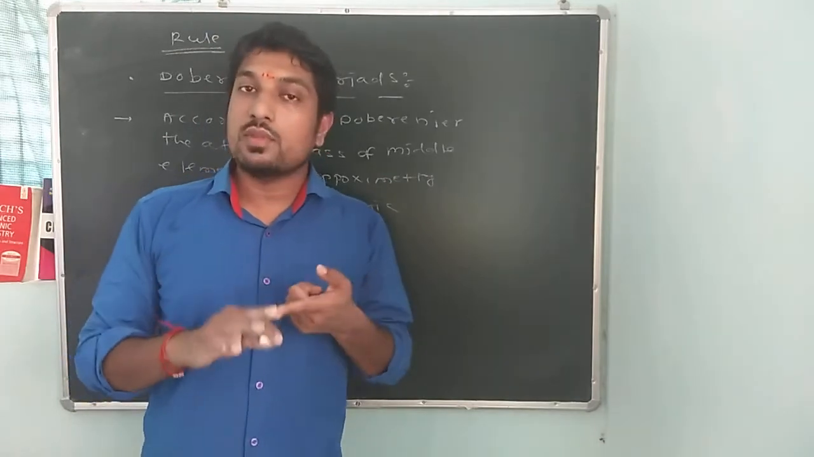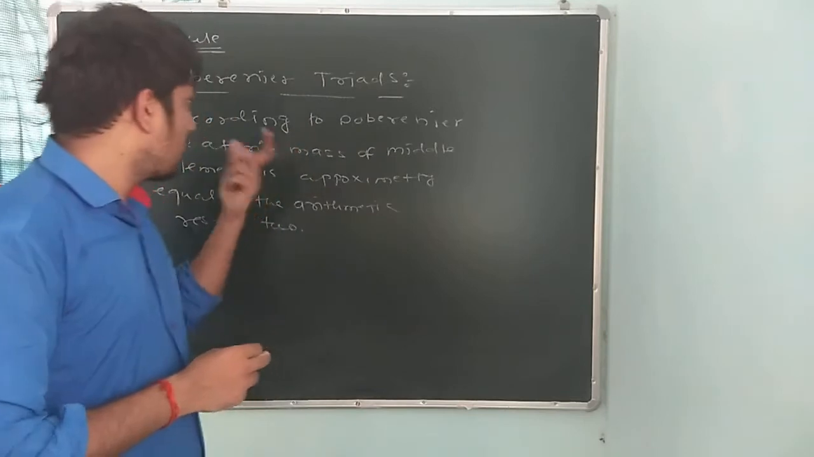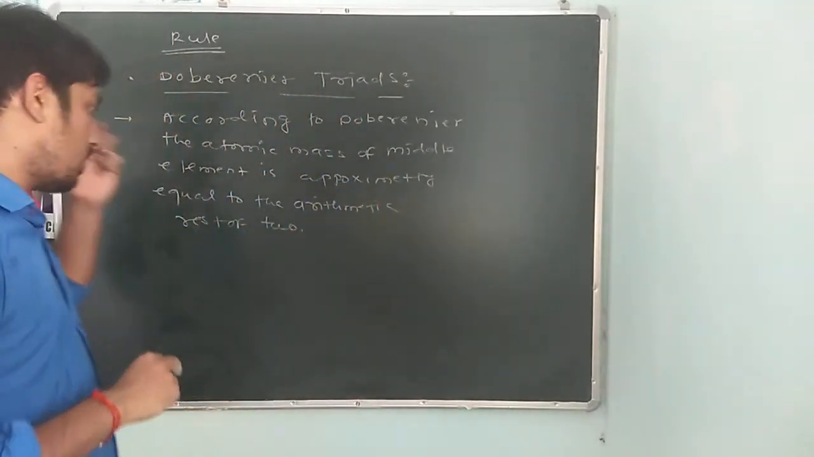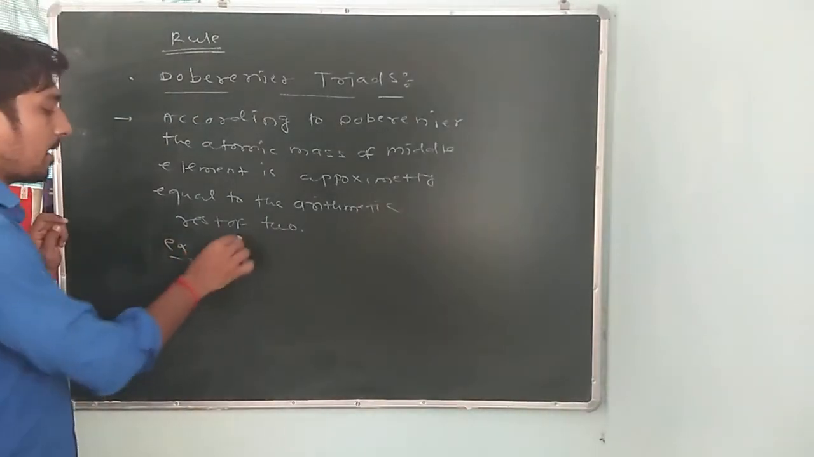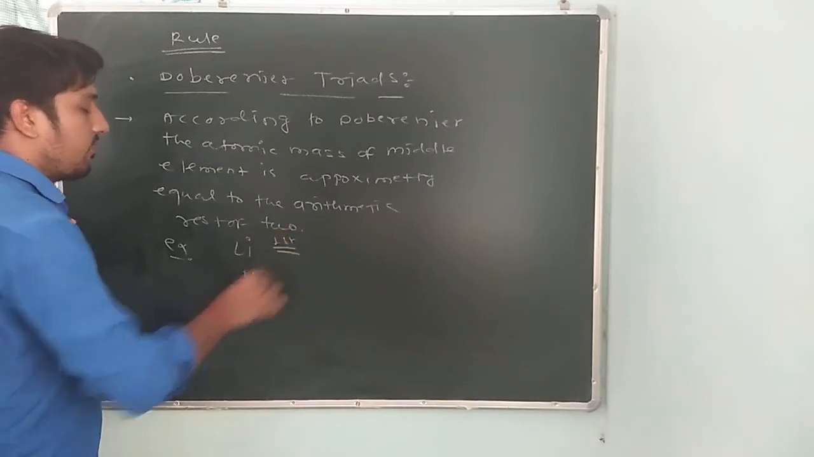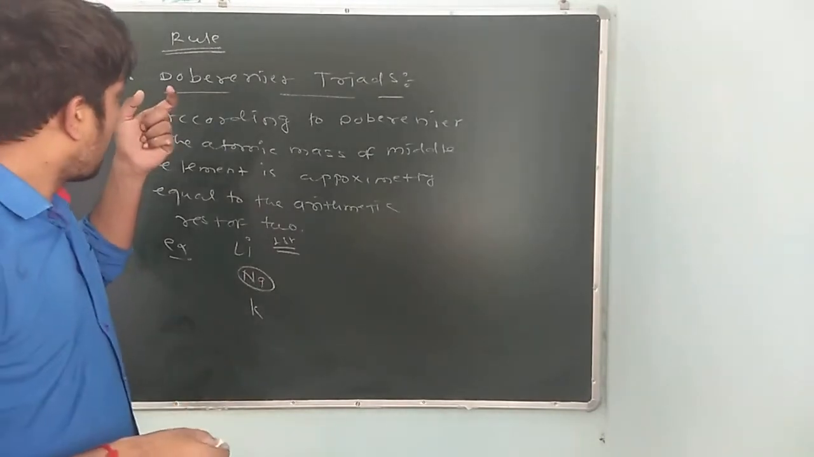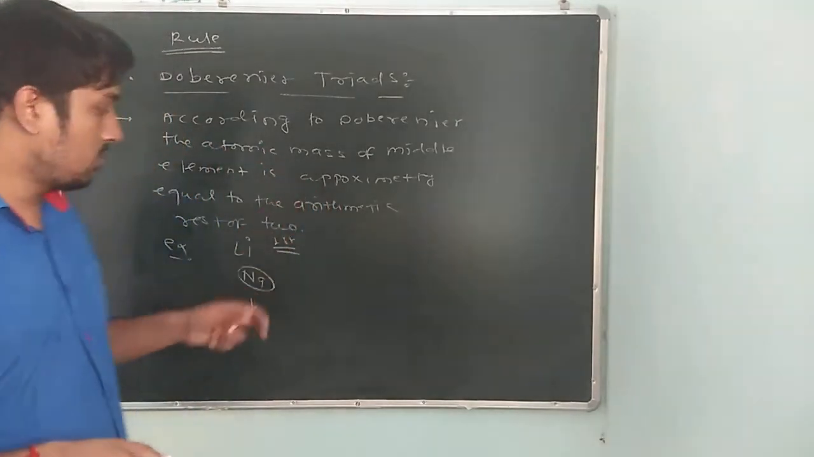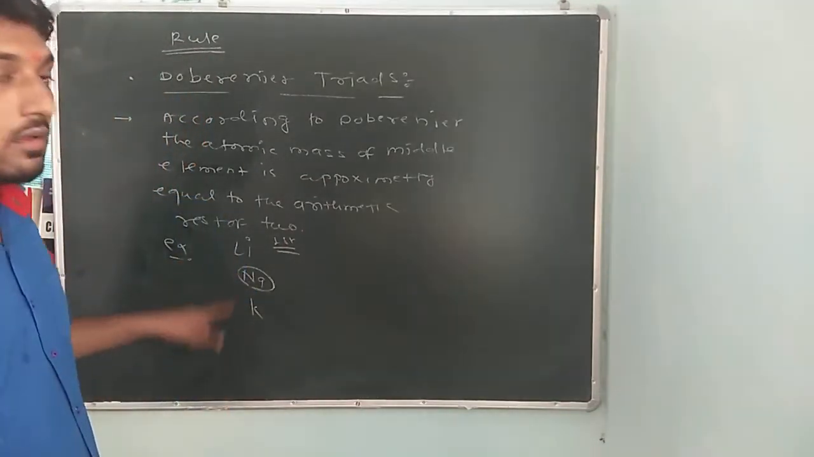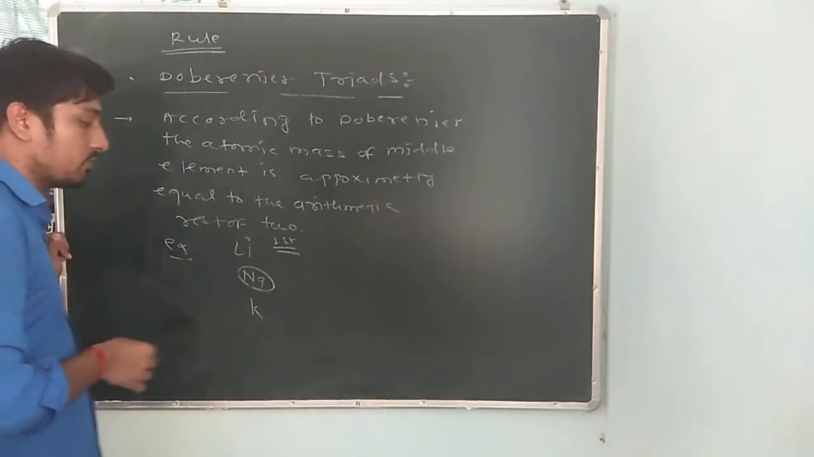In the periodic table we know that there are two categories. First is period and second is group. So this rule is given for the groups. I am giving one example to you. This example is lithium, sodium and potassium. These are the first group elements. According to this rule, the atomic mass of sodium is equal to the average of the first and third element. How? I will explain to you.